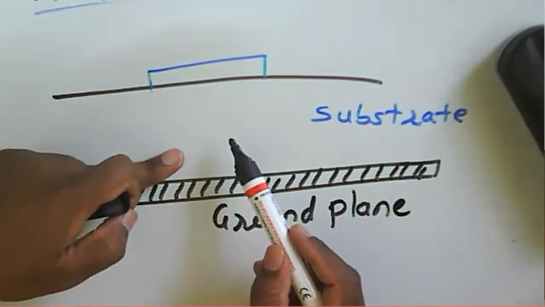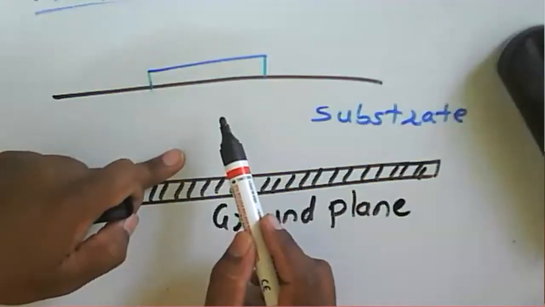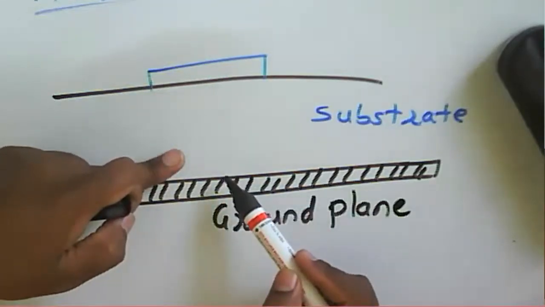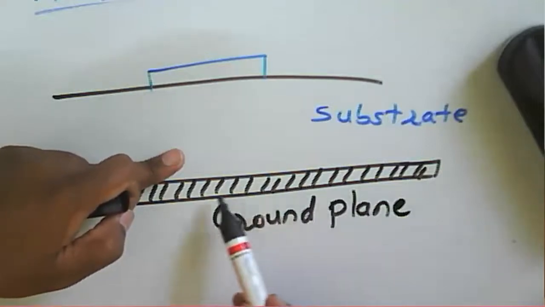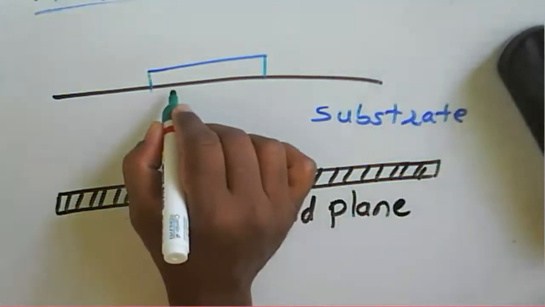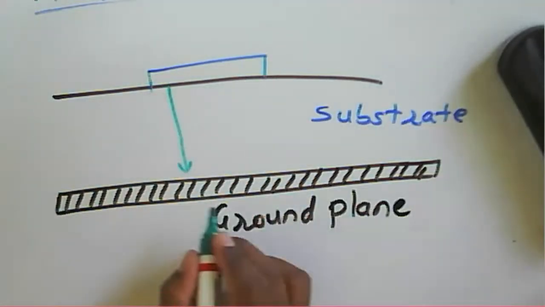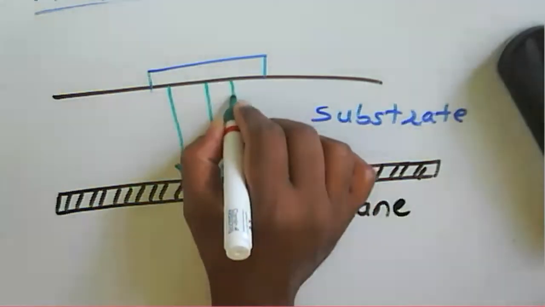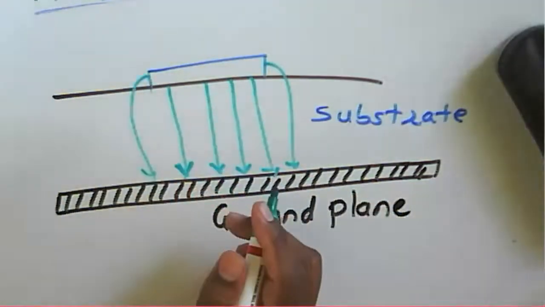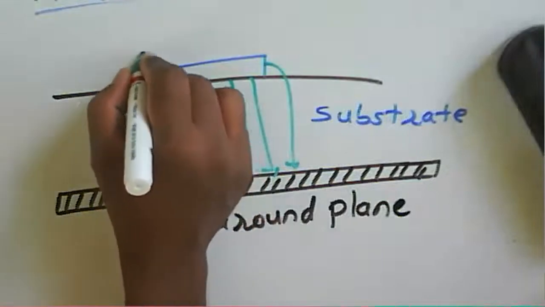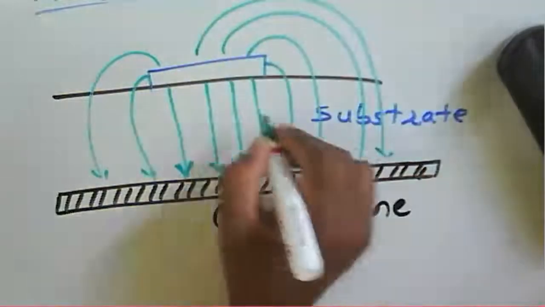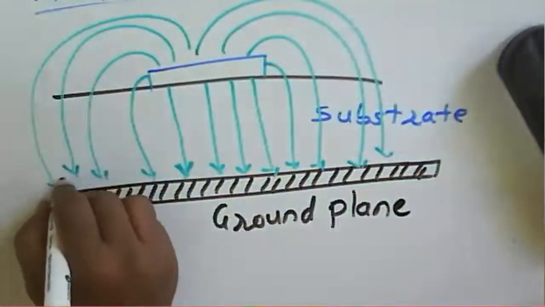Then in that case, where does the field emanate from? The field emanates from one conductor and terminates at the other conductor, that is, the ground plane. So the field emanates from the conductor here and terminates at the conductor. This is the electric field configuration. We have a strip, and the field emanates from the conductor and terminates at this ground plane.